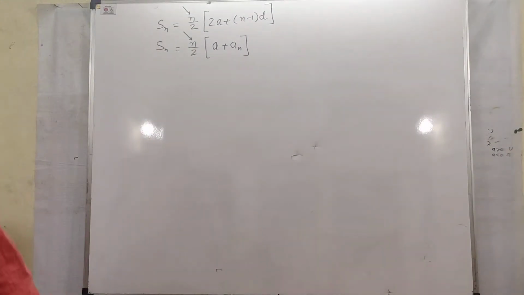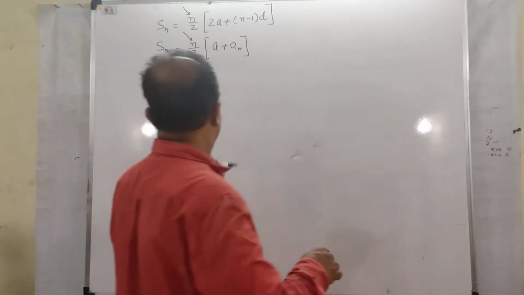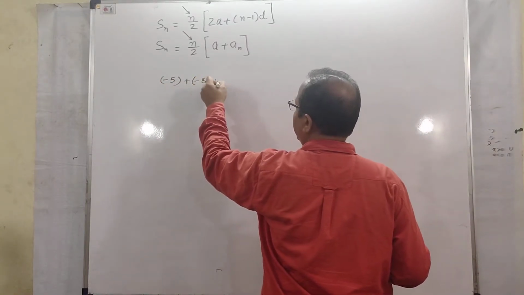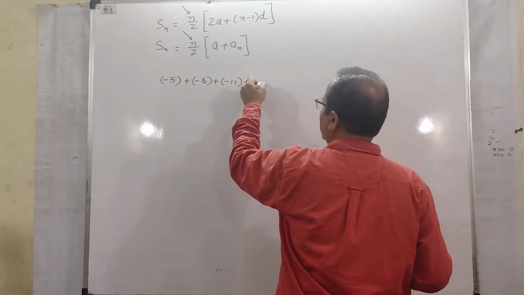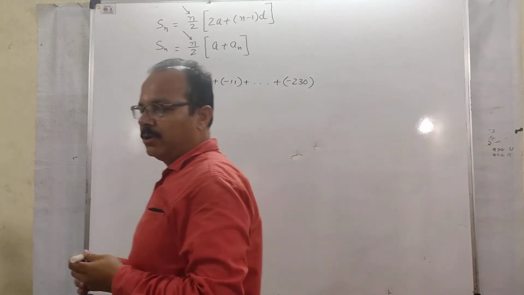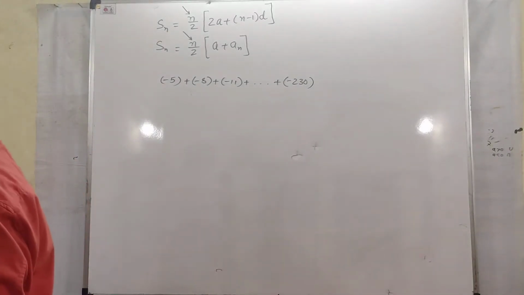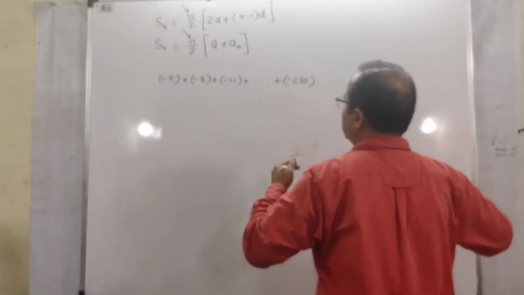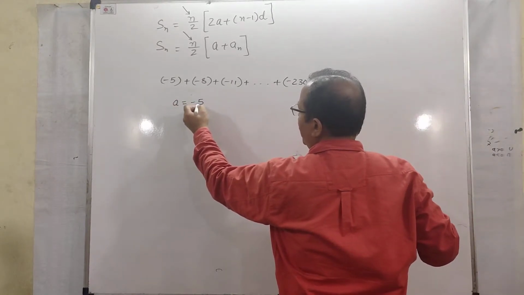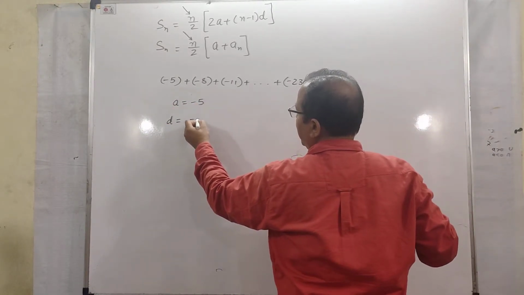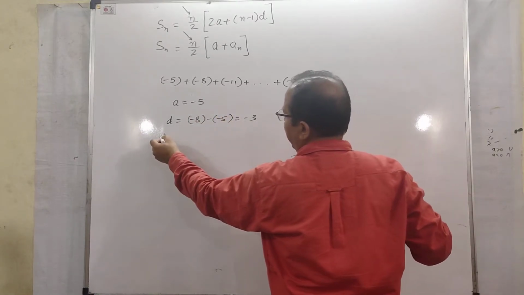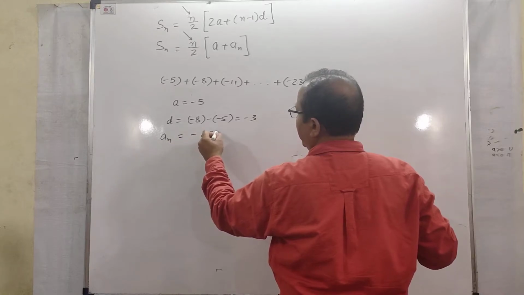It is -5 plus -8 plus -11, up to -230. It keeps reducing until it becomes -230. It means this series we have is a reducing series, decreasing gradually. The value of a is -5, d is -8 minus -5, and the value of an is -230.